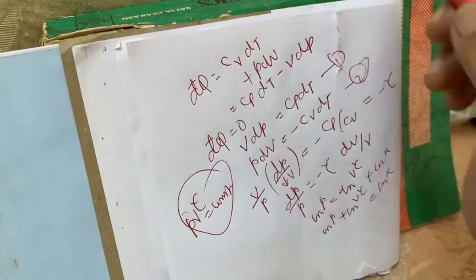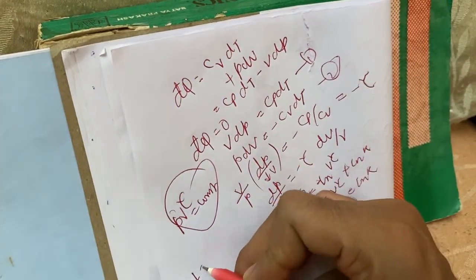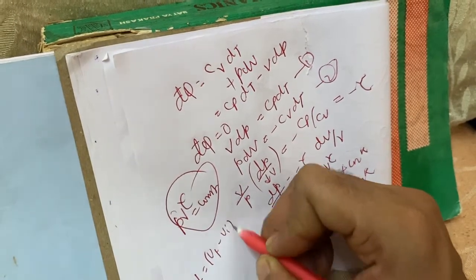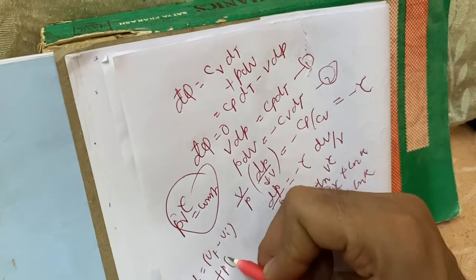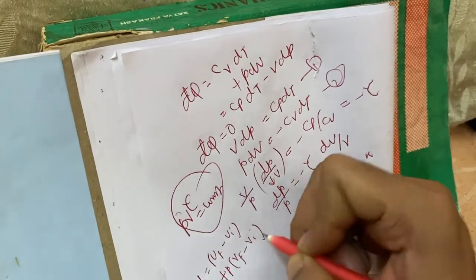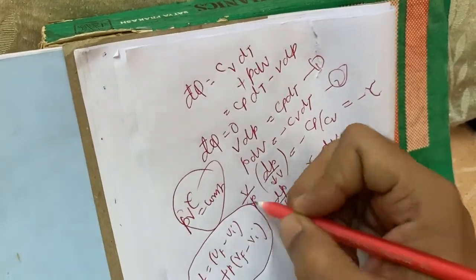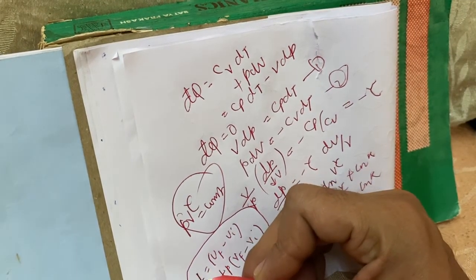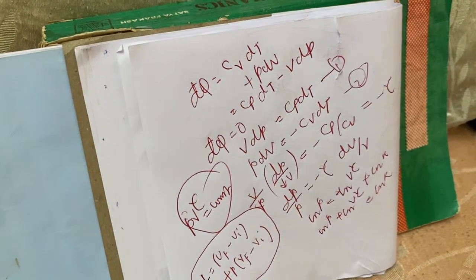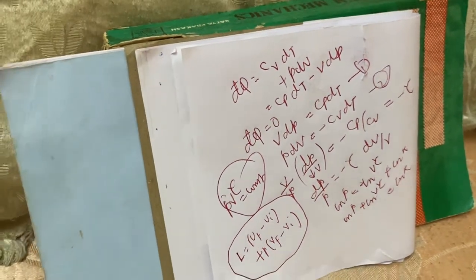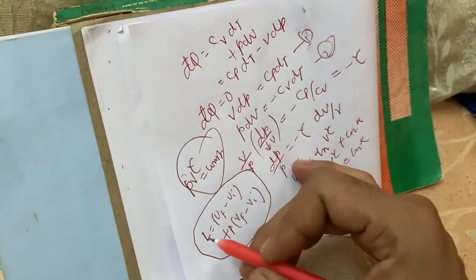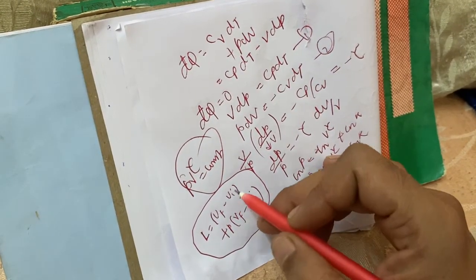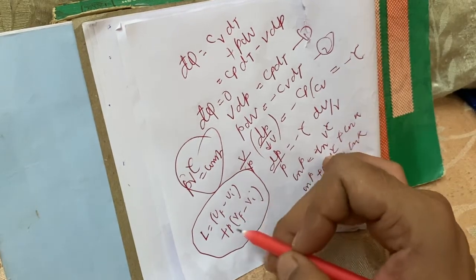So, in case of latent heat, L is equal to, from the first law of thermodynamics, UF minus UI plus P (Vf minus Vi). During the change of state, dq becomes L, 80 calorie per gram. So L equal to UF minus UI plus P (Vf minus Vi). This is the change in internal energy, and this is the work done part.